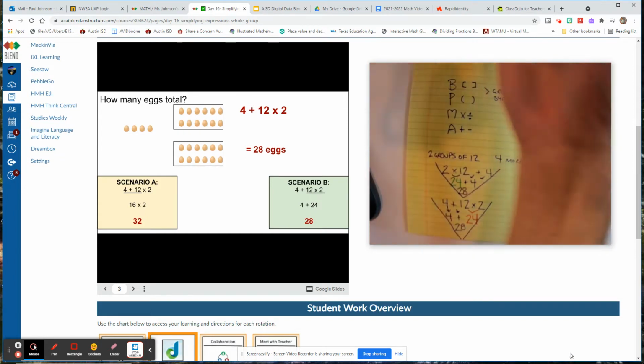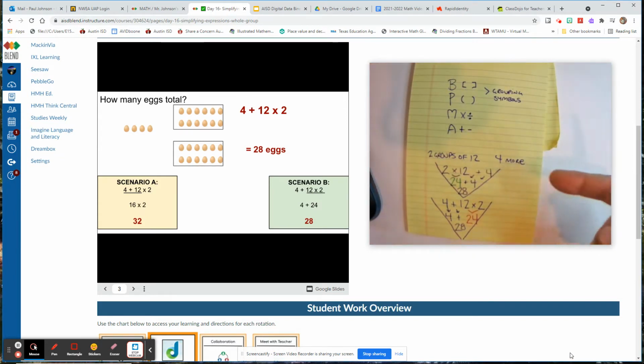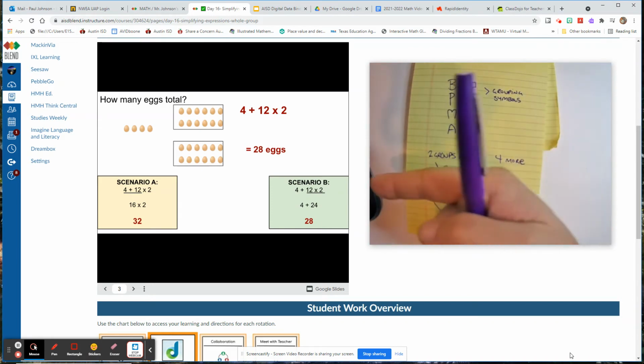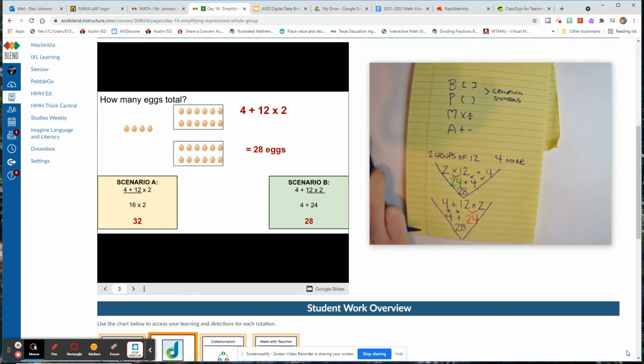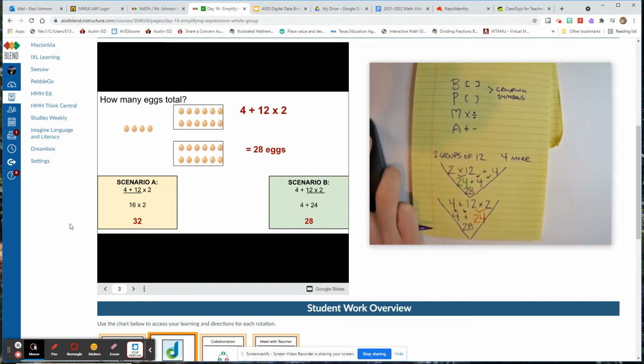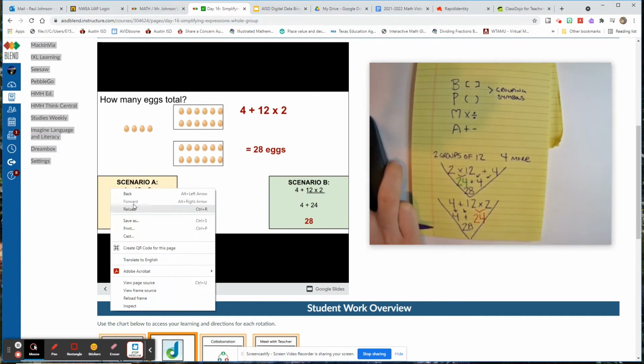Okay, so if you're looking over that way, whoop whoop. So at scenario A, let me get the mouse over here. Scenario A, right here. Oh no.